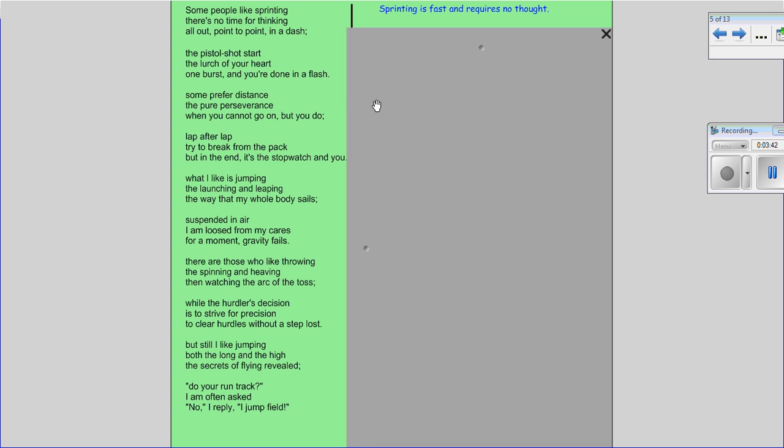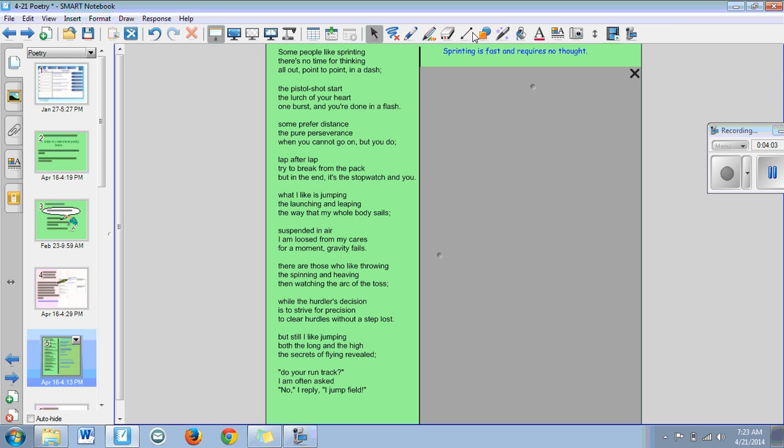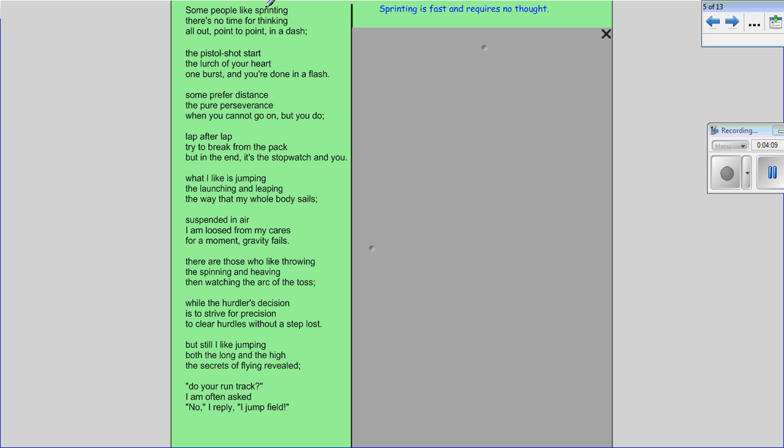All right, so you've already read the poem once, which you always need to do, and then go back and paraphrase it. So our first stanza says, some people like sprinting, there's no time for thinking, all out, point to point in a dash. So if I was going to put this in my own words but keep the main idea, I would say something like, sprinting is fast and requires no thought. Here I see sprinting, I see the word dash, which gives me that idea of fast, and then requires no thought is no time for thinking.